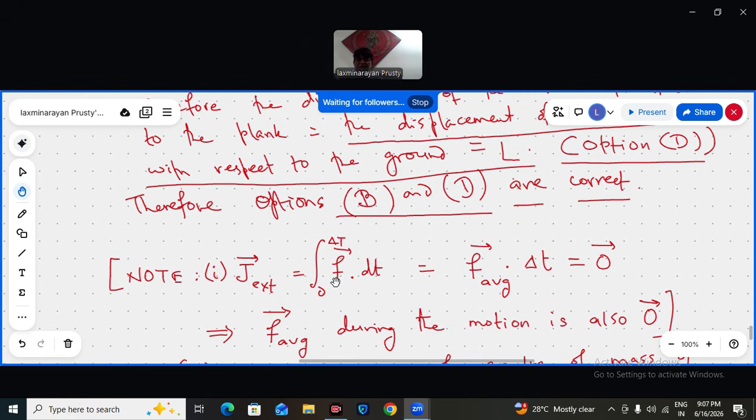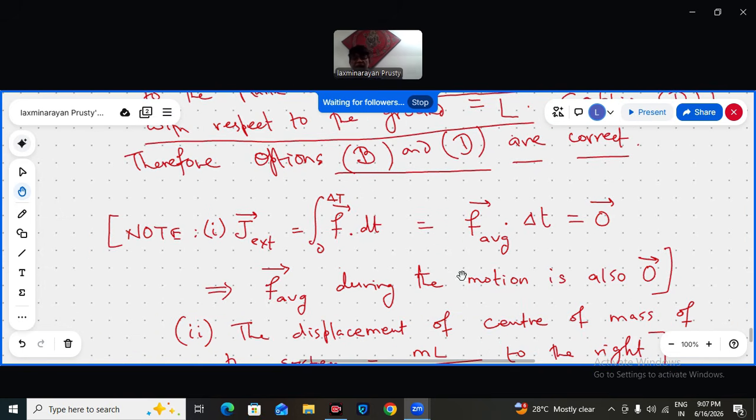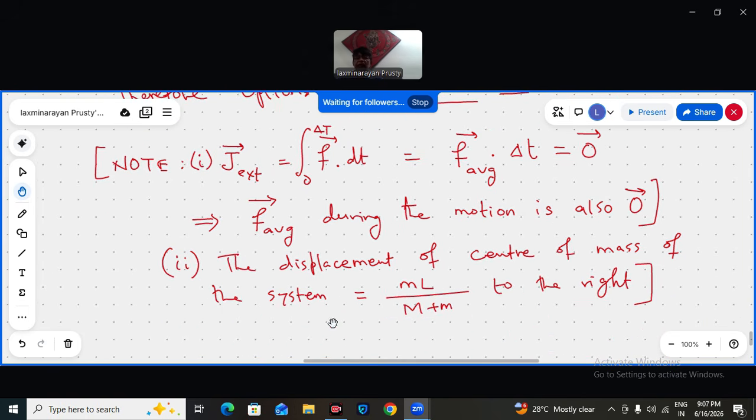So J external is 0, the integral of F dt from 0 to delta T, that is F average into delta T, is 0. So delta T is not 0. So F average during the motion is also 0. The average friction force during the whole motion exerted by the ground on the plank is also 0. So the displacement of the center of mass of the system. The plank has not moved. Only the man has moved a distance L with respect to the ground. The plank has not moved at all with respect to the ground.